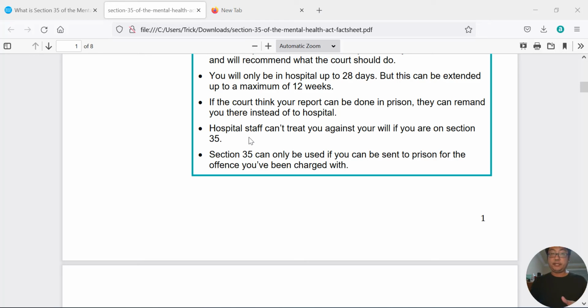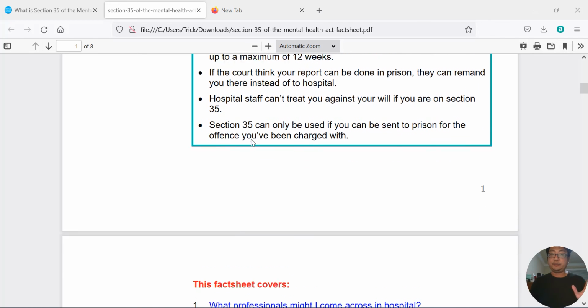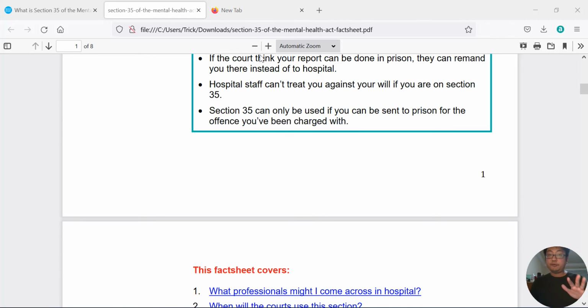You will only be in the hospital for up to 28 days. But under this section 35, your stay in the hospital may be extended for about 12 weeks. If the court thinks the assessment can be done in prison, they can remand you there instead of sending you to the hospital. So you will stay at the prison, and they will still do a lot of mental health assessment and clinical work with you to find out exactly what type of mental health problem you have. The court will be able to decide your sentencing, transfer you to a courtroom, or transfer you to a higher court, depending on the situation.